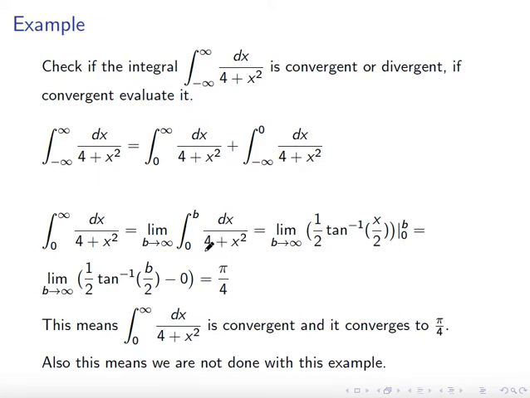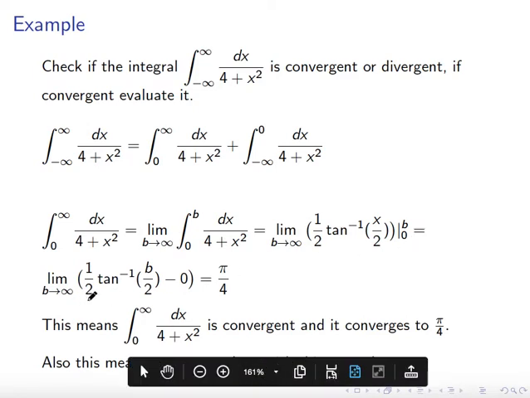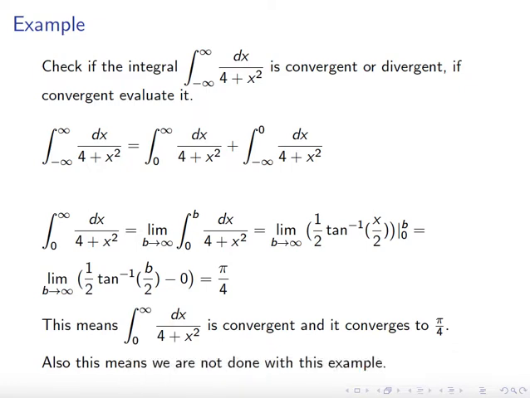I'm going to leave it for you to check that the antiderivative of dx over 4 plus x squared is 1/2 tan inverse of x over 2. It's very simple to check. So when we find the antiderivative, we have to apply the fundamental theorem of calculus and plug in b and 0. This will give us 1/2 tan inverse of b over 2 minus 0, because tan inverse of 0 is 0. Then when you let b approach infinity, you need to remember the graph of tan inverse to be able to evaluate this limit.